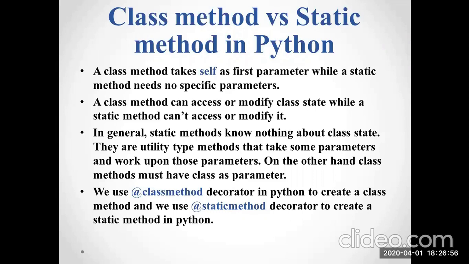On the other hand, a class method must have a class as a parameter. We use the @classmethod decorator in Python to create a class method, and we use the @staticmethod decorator to create a static method in Python.